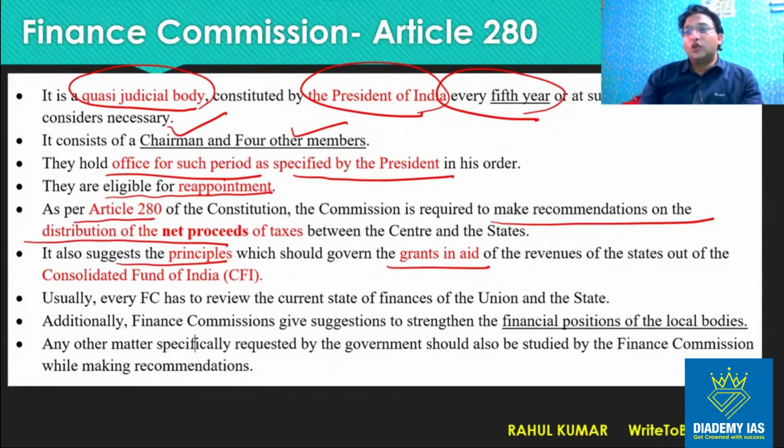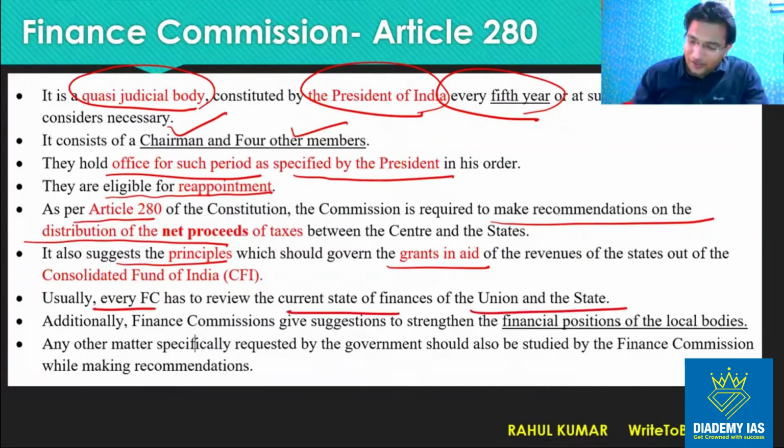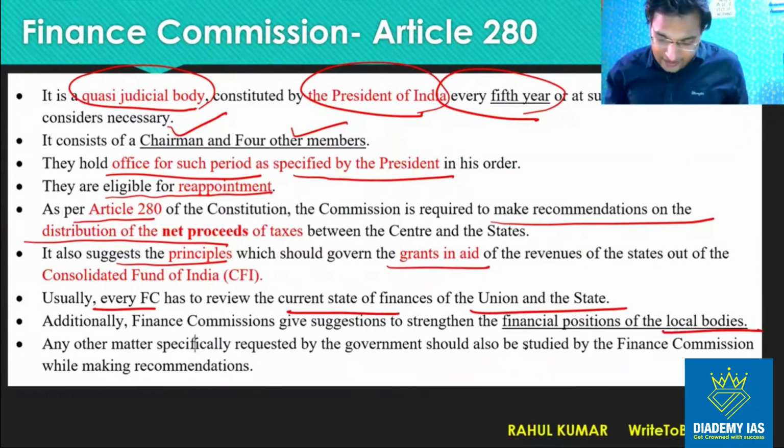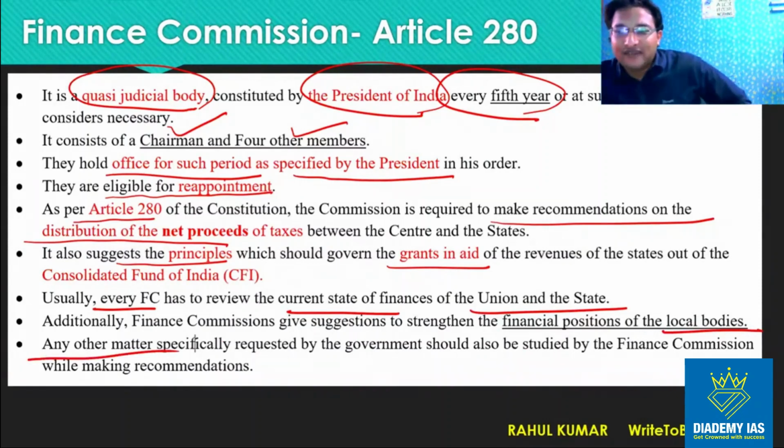So I told you in the starting of the session only that grants in aid which are given out of CFI are also suggested by the finance commission. Every finance commission has to review the current state of finances of the union and state. They also have to give suggestions about the financial position of the local bodies and any other matter which is requested by the central government. That matter can also be considered by the finance commission.